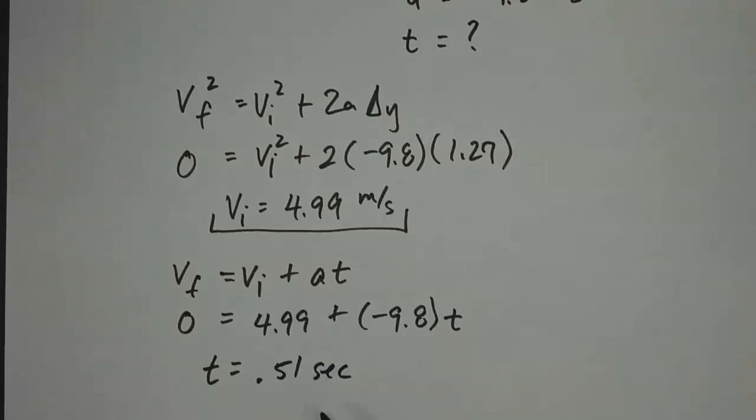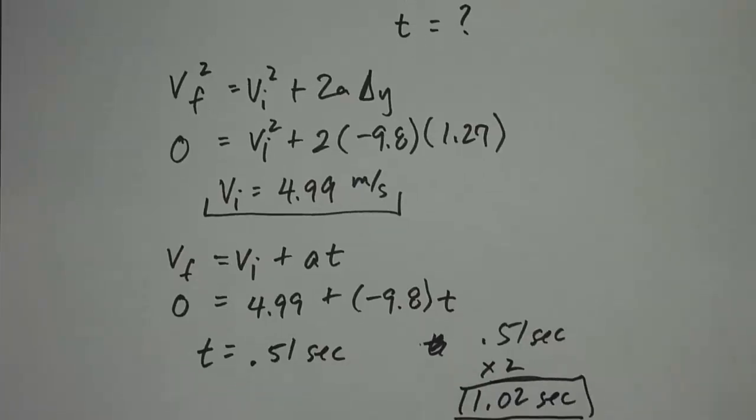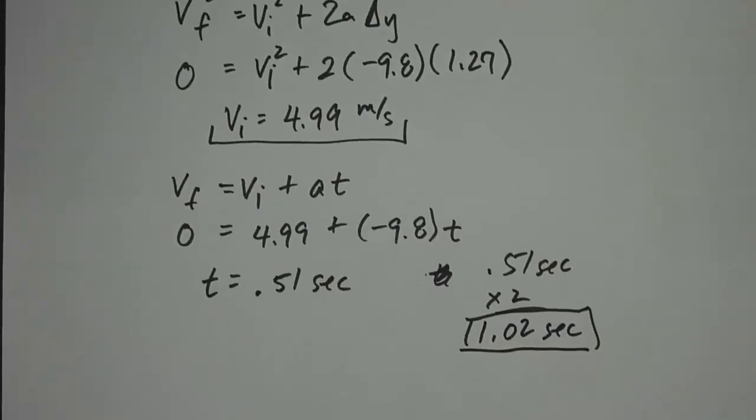So 0.51 seconds will be how long the player takes to reach the height, and then if you were to take that time, 0.51 seconds times 2, we get 1.02 seconds. So that would be the player's hang time. So how long it took the player to jump off the ground and then fall back to the ground.